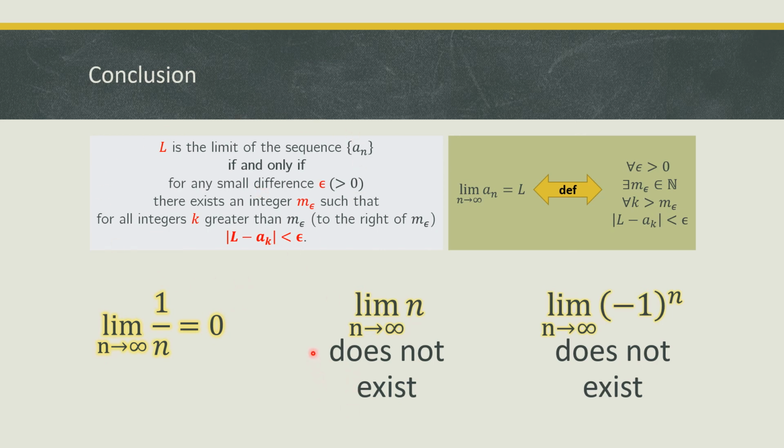We also did the same for the limit of the sequence n, and also for the alternating sequence -1 raised to the n. And we have shown that for both of these sequences, the limit does not exist because it produces a contradiction in the definition. And so it does not satisfy the definition of the limit. In the next video, we will be computing more limits by guessing and using the arithmetic operations on limits.